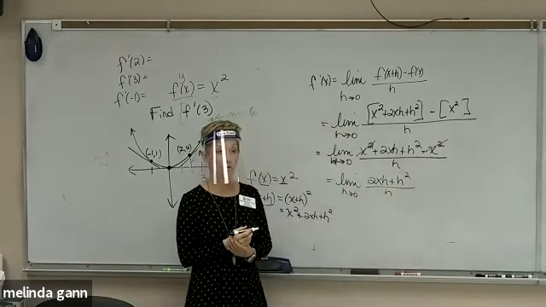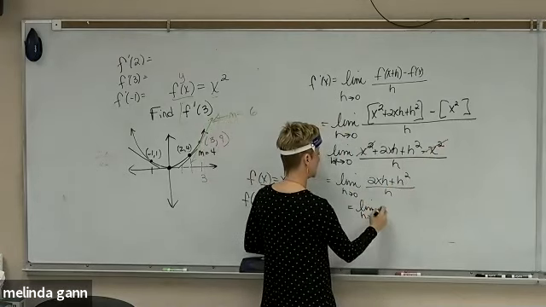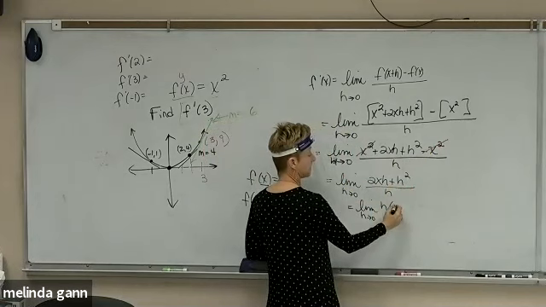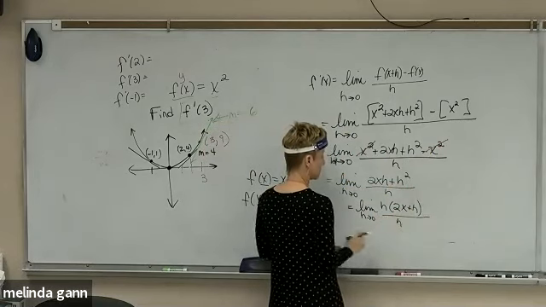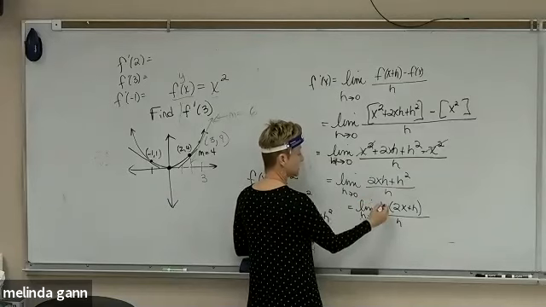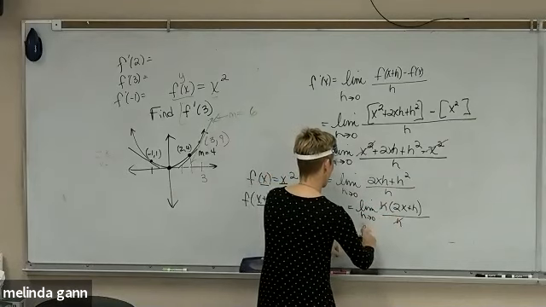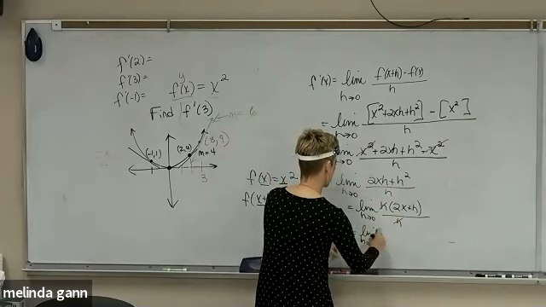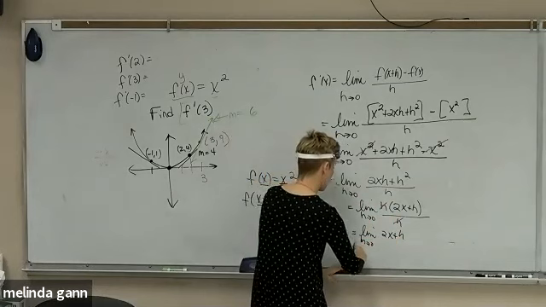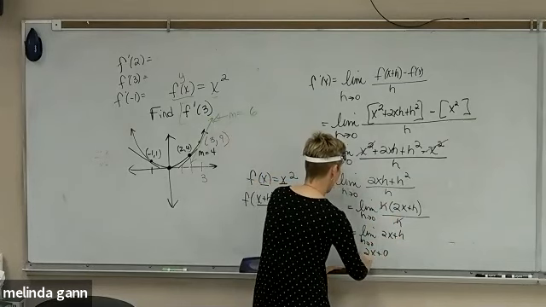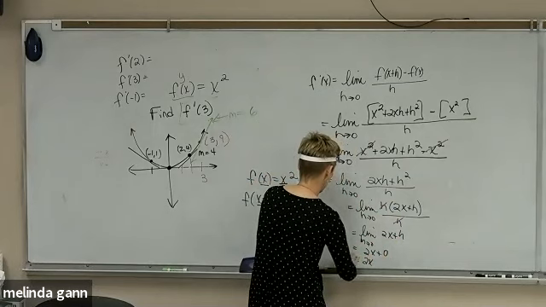What's my next step? Just like before, what am I going to do? Factor. What can I factor out of that top? An h. What's that going to leave me? 2x plus an h. Now, what will happen to those h's? Don't they divide out to 1? So I'm left with the limit as h approaches 0 of 2x plus h. Now can I plug 0 in for h? So I get 2x plus 0, which is 2x.